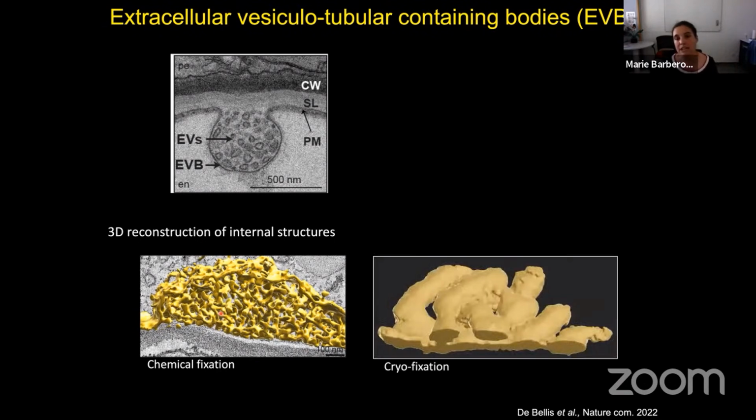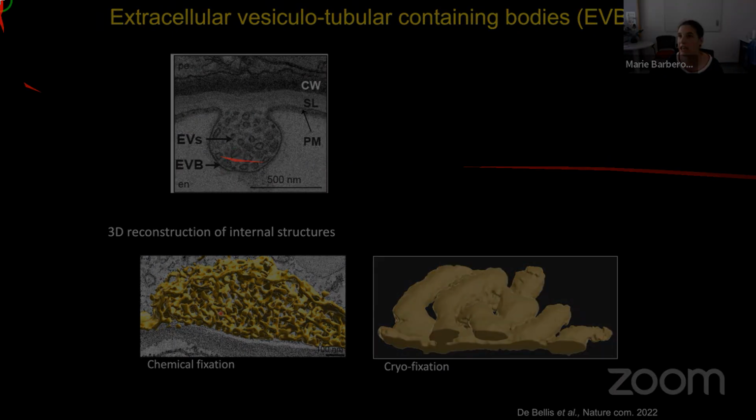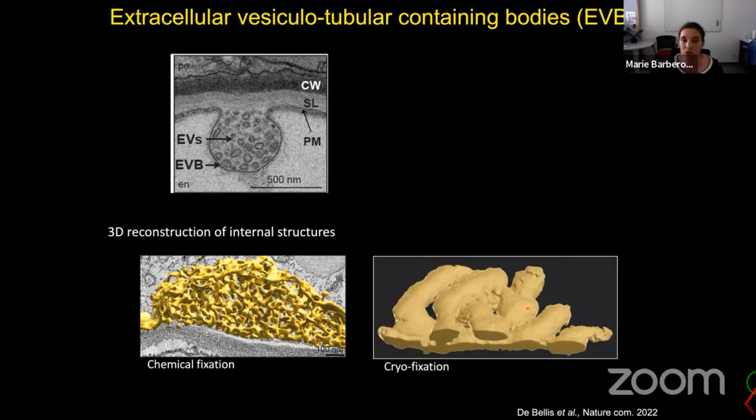So we did some cryofixation, and we can still see that we have tubules that form a network, but with much lower density. You see that they are bigger. They really resemble ginger root. And these structures we call extracellular vesiculotubular containing bodies. We constantly see them, again, even with the cryofixation, in cells that are suberizing.